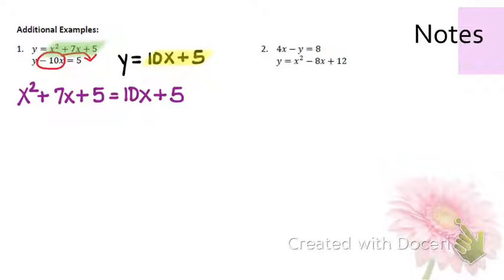And now what are you going to do next? Set it equal to 0. Good. So you're going to subtract the 10x from 7x. And you're going to subtract the 5 from 5. So that's going to give you x squared minus 3x. And then this cancels out, and that equals 0.